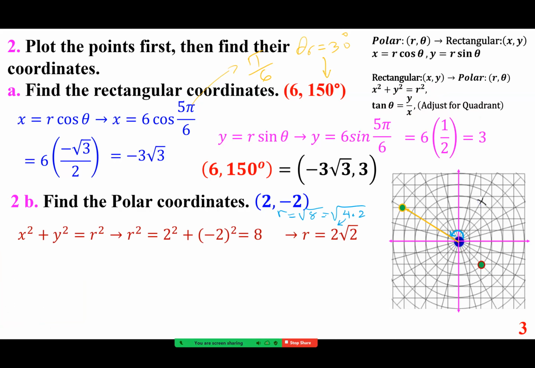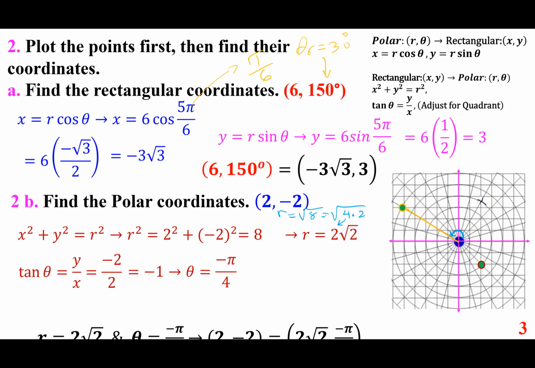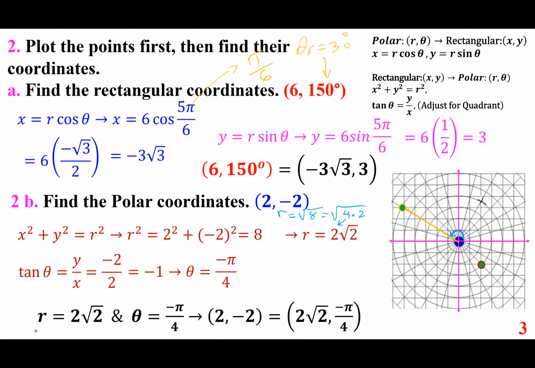The 4 comes out 2 square root of 2. Tan theta is y over x, or negative 2 over 2, which makes it negative 1. And you should know theta is negative pi over 4. Or if you want to go with the positive, it is 7 pi over 4. So we write it as follows. R is 2 square root of 2. Theta is minus pi over 4.